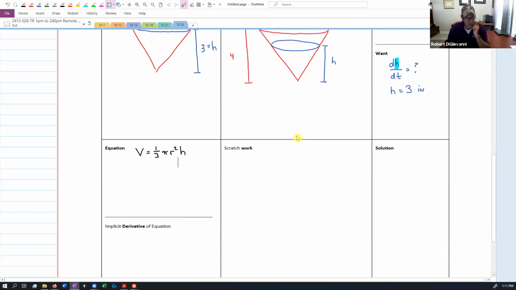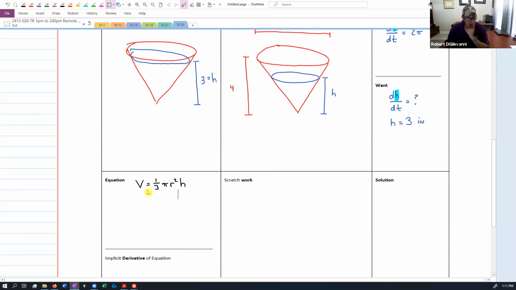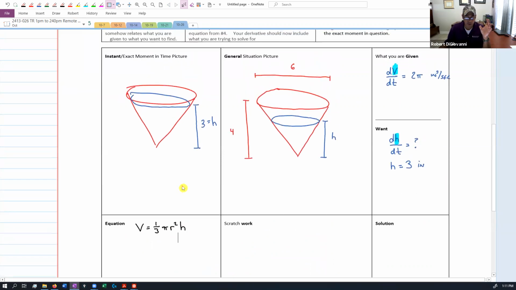There we go. Our formula right now is that the volume is equal to 1/3 pi r squared h. Nothing in here is constant. You cannot tell me that the height is 4. We're not talking about the cup. We're talking about the water, right? That's important. And you can't tell me that h is 3 because the water is coming up the cup. Okay, so you can't fix h to be 3.